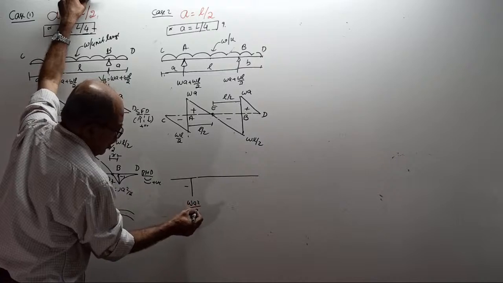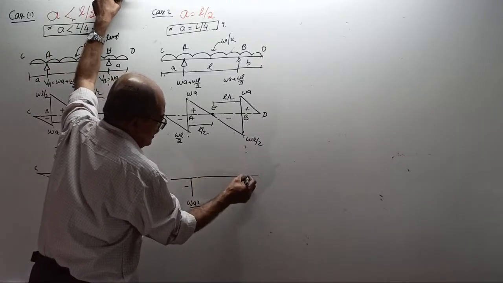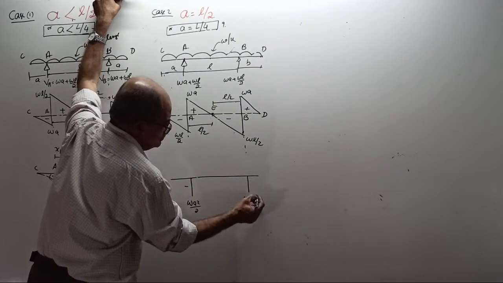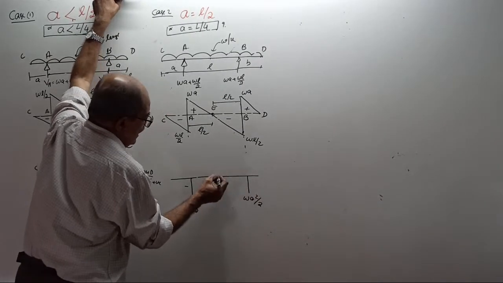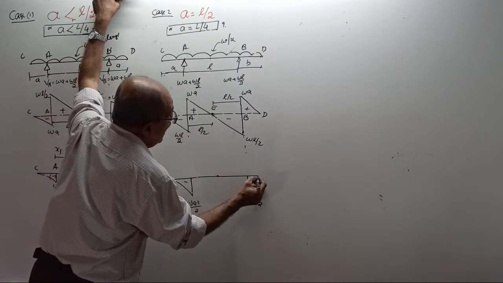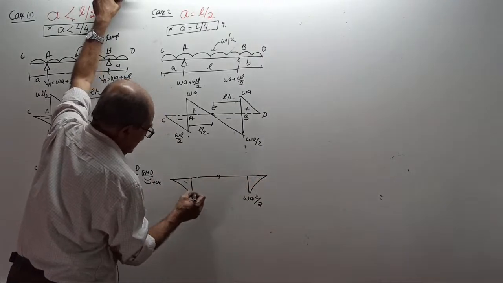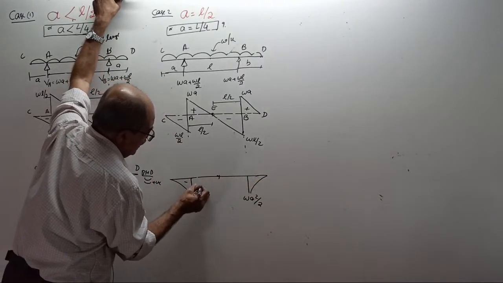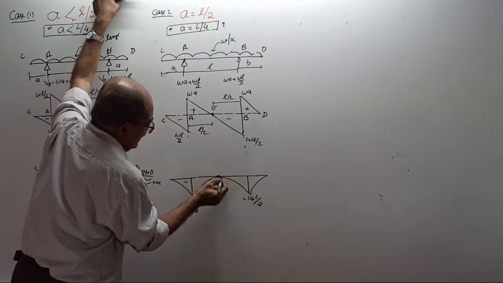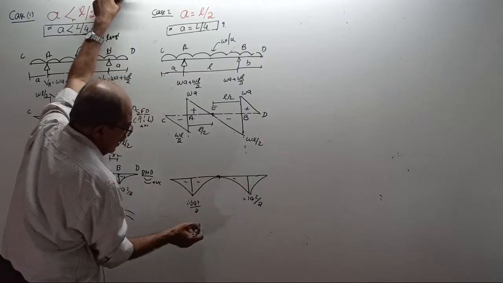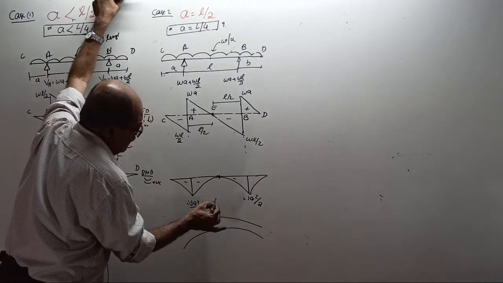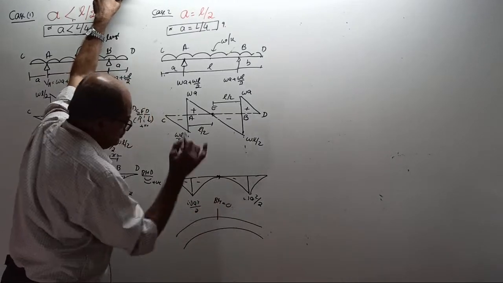Hogging here, and here also bending moment is minus WA square by 2, hogging. Here 0, it will be parabolic up to here and parabolic here, and here 0. It will come this way, touch the baseline and go on, here 0, negative. Now, your entire beam will hog with BM at center equal to 0.